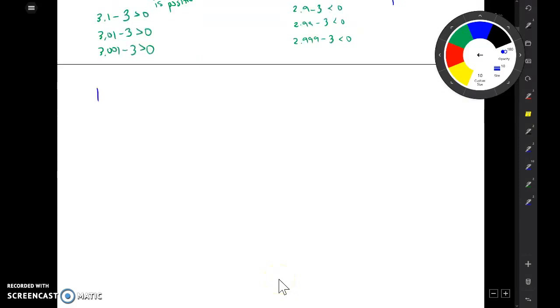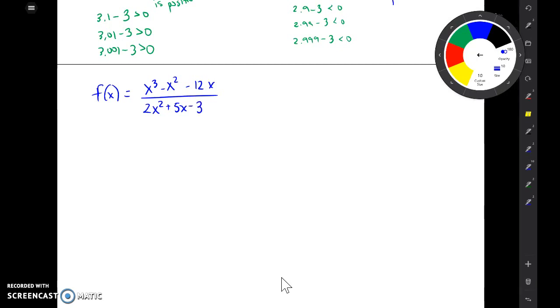So in the video, we looked at the function x cubed minus x squared minus 12x over 2x squared plus 5x minus 3. And we found a lot of things. We found vertical asymptotes, horizontal asymptotes, and holes, but I'd like us to talk more specifically about the vertical asymptotes and the holes. So our first step was we factored.